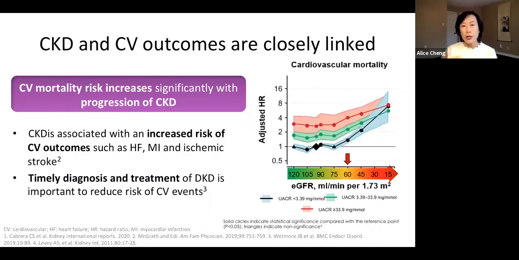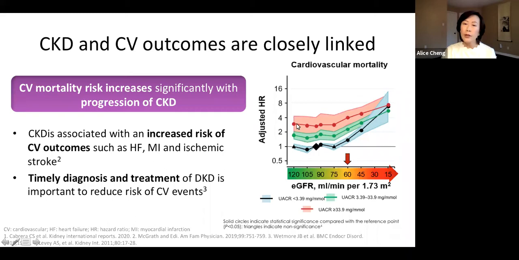And it's not just progression to dialysis, but there's also a close association with cardiovascular disease in those who have chronic kidney disease. So in the purple box, cardiovascular mortality risk increases significantly with the progression of chronic kidney disease. So here on the graph on the right, you have the adjusted hazard ratio for cardiovascular death. And then all along the x-axis here, you have decreasing renal function, or GFR. Now clearly, as the renal function falls, your risk of cardiovascular mortality goes up.